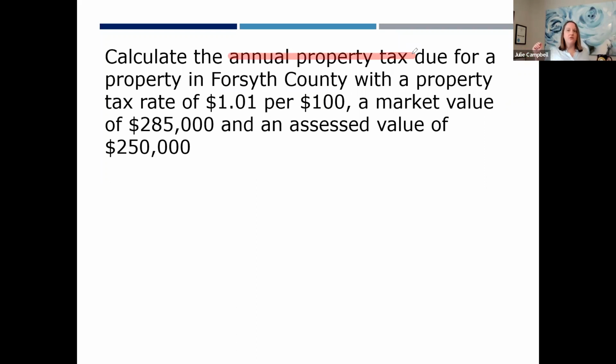You guys have those formulas written down? How do I solve for annual taxes? What are the two pieces I need? I need the assessed value and the tax rate. So this problem gives me a tax rate. It gives me a market value of 285 and assessed value of 250. What does my formula tell me? My formula tells me I want the assessed value. So isn't my market value the distractor?